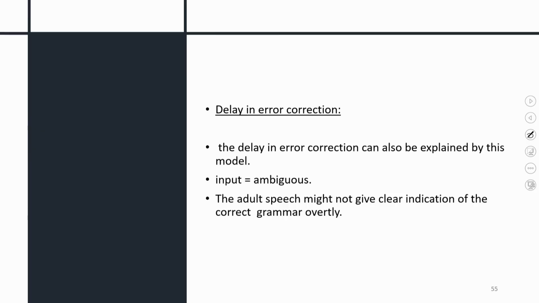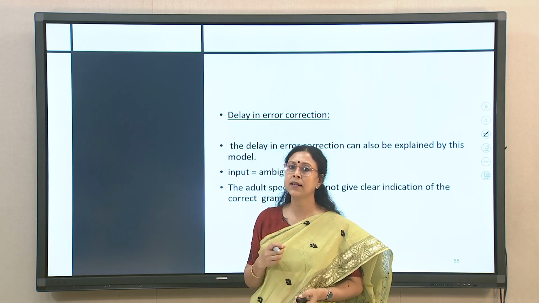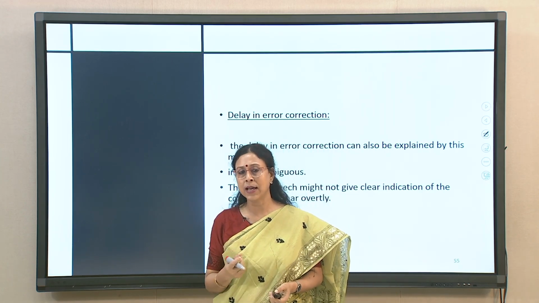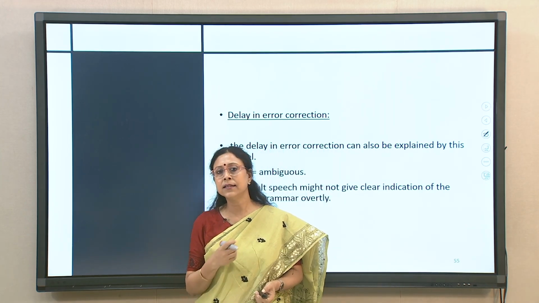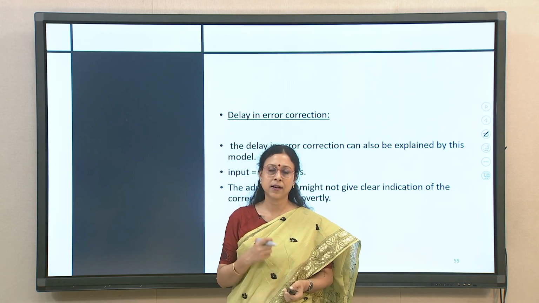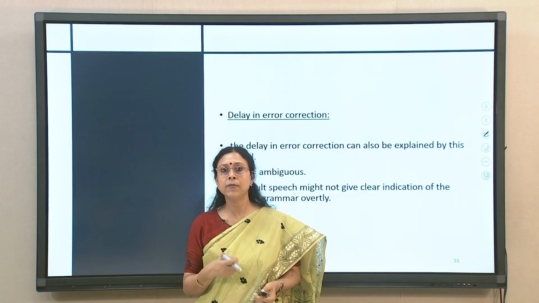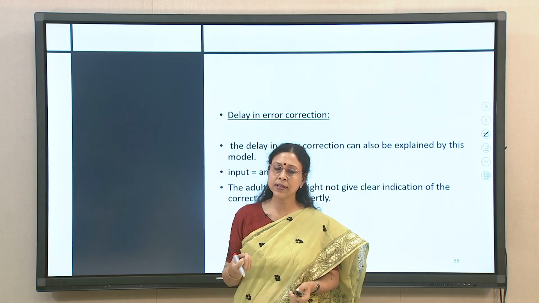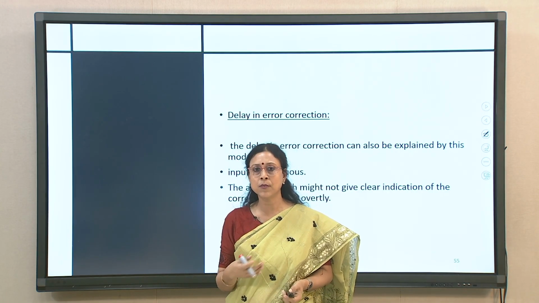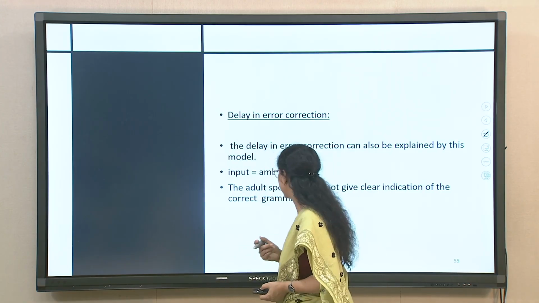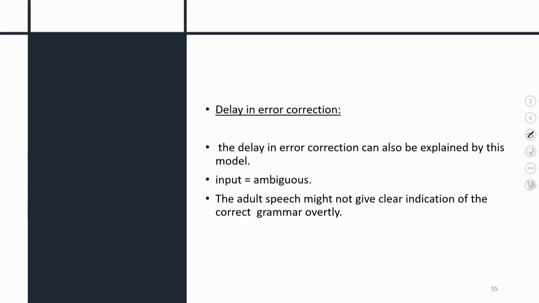So, now if the problem is current, if the input grammar, the input sentences that the child is exposed to, has ambiguity of any kind, then this will create problems in error correction. If there is no clear signal that the child gets, then there will be a delay. The more ambiguity there is in the speech input, the more delay the child will experience. That is how this model tries to understand the theory. If the speech input is ambiguous, then there will be a delay.